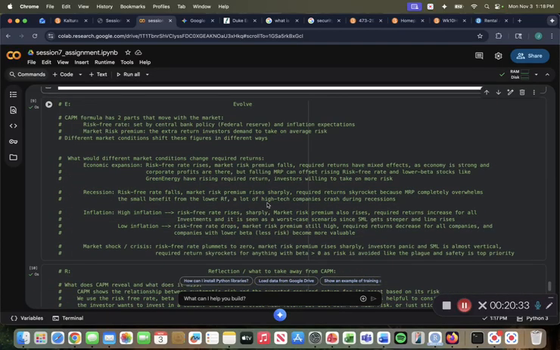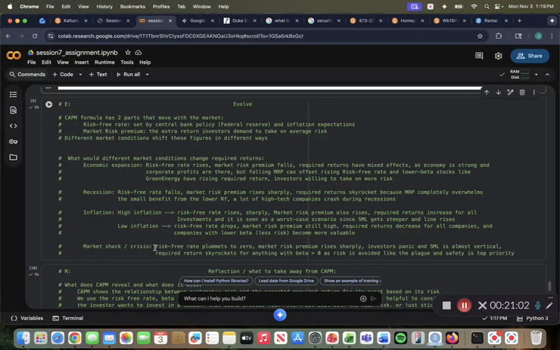Moving on to the evolve stage here, we realized that the CAPM formula has two parts that move with the market, being the risk-free rate and the market risk premium, and different market conditions can shift these figures in different ways, because using CAPM, we kind of realized that it's almost like perfect market calculations, not really considering things like economic expansion, recession, high and low inflation, and maybe even a market crisis.